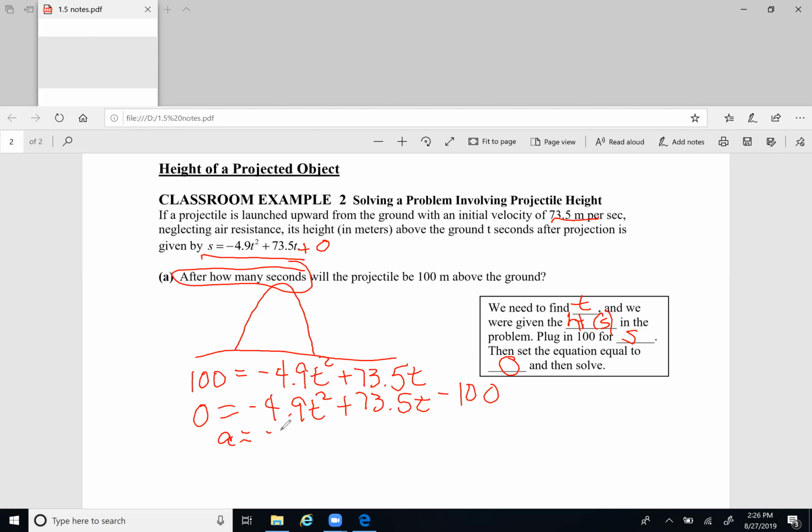So a is negative 4.9, b is 73.5, and c is negative 100. So are you ready? We're going to sing the song.